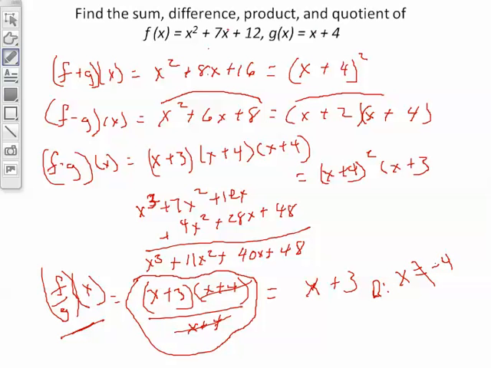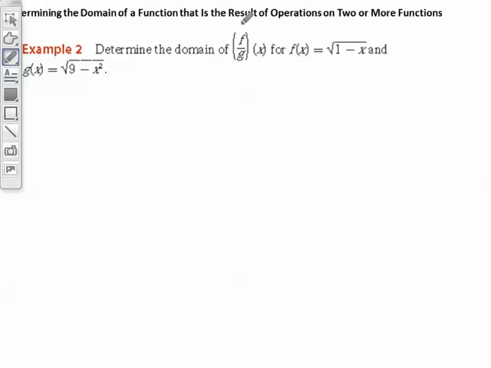Okay? Moving forward. This one says, determine the domain of f divided by g of x for f of x is equal to this and g of x is equal to this. I don't need to do anything about trying to combine these or factor them or anything else, because all I'm looking for is the domain. And in the domain, I can't have the g be equal to 0. So what am I going to do? I'm going to find when it is equal to 0.